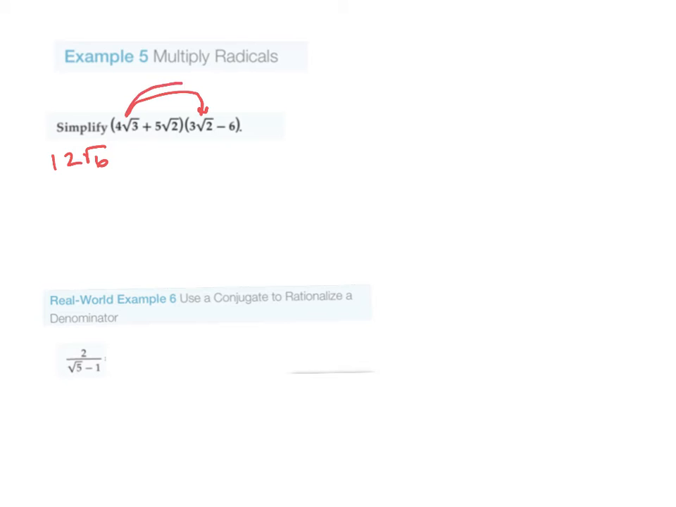Then I'm going to multiply it by the outside. So 4 times negative 6 is a negative 24, and radical 3. Then I'm going to do the inside, so radical 5 times 3 radical 2 is plus 15 radical 4. And then I'm going to multiply it by the last one, so that's going to be a negative 30 radical 2. So what happens is we've multiplied, but now we have to combine the same radicals.